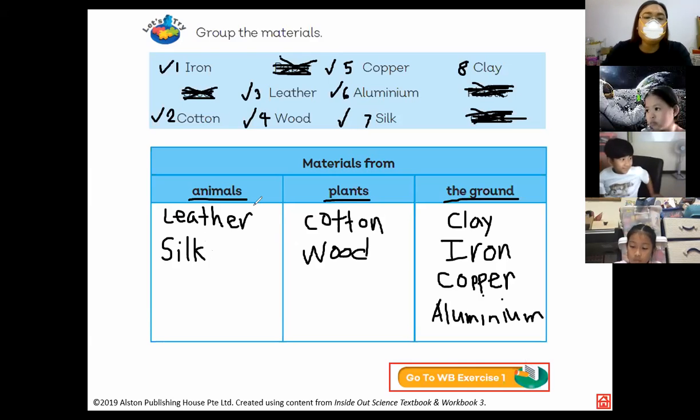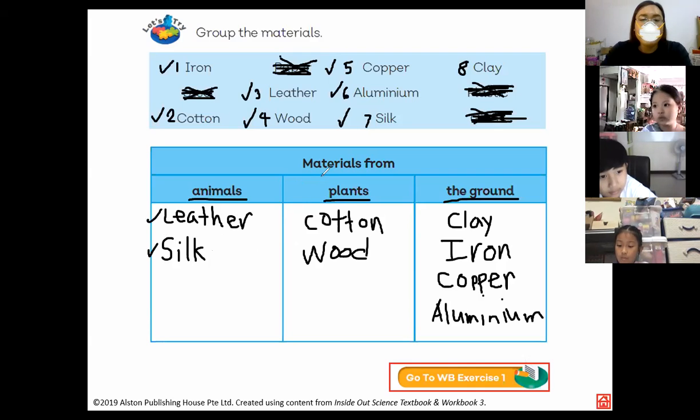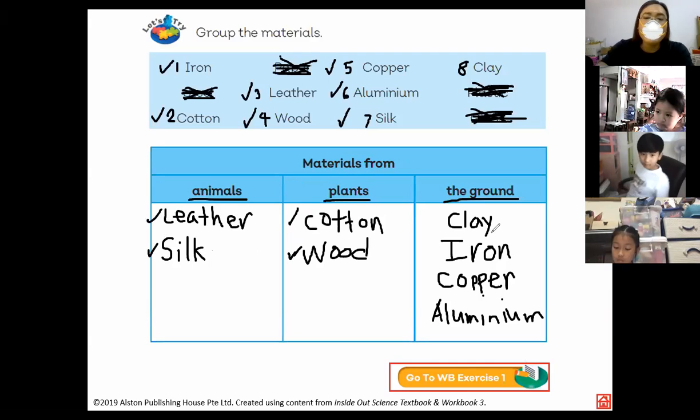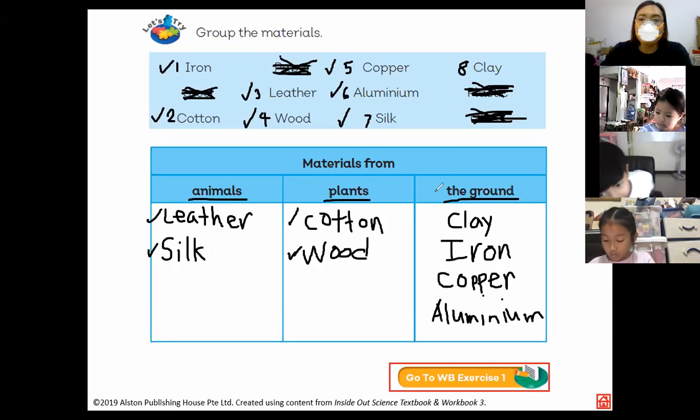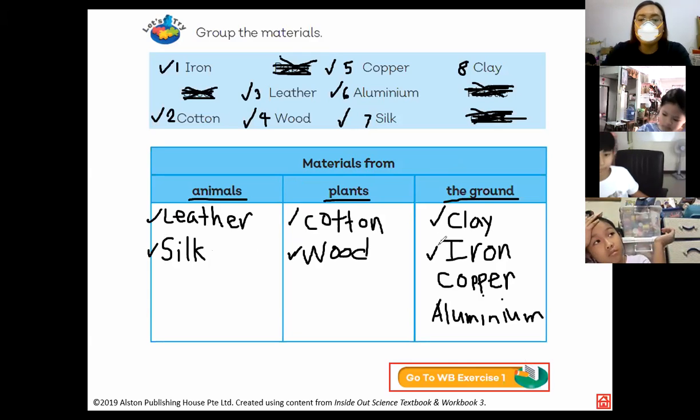All right, so again, remember that the materials coming from the animals are leather and silk. And then materials from plants are cotton and wood, okay? And then materials from the ground are clay, iron, copper, and aluminum.